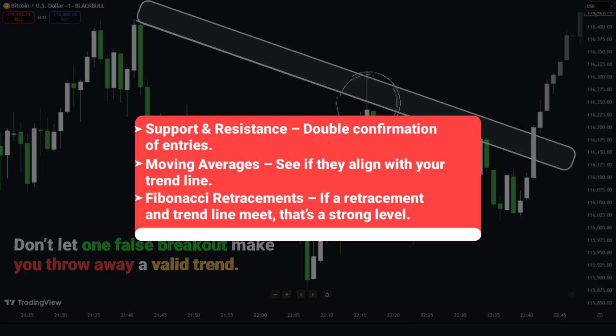Breakouts, fakeouts, and retests. Breakout. Price closes beyond the line. Fakeout. Price breaks but quickly returns. Retest. After breaking, price tests the line from the other side before continuing. Pro tip. Always wait for a retest before entering on a breakout.